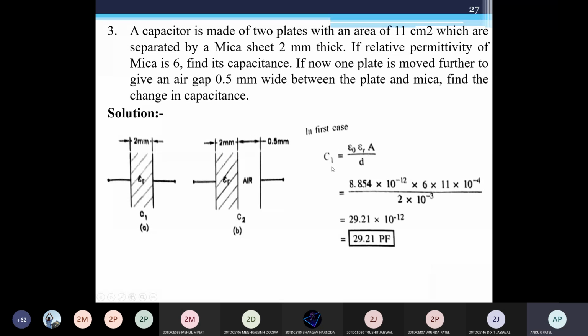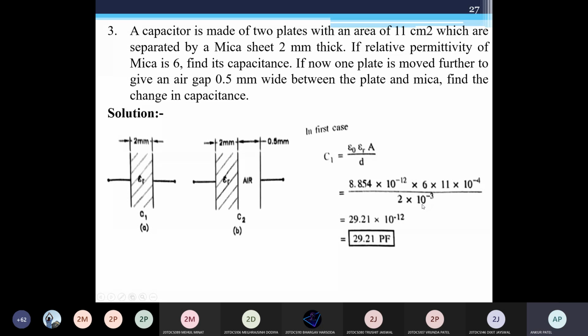The capacitance for the first case is C1 equal to epsilon 0 epsilon r A by D. So epsilon 0 equal to 8.854 into 10 raised to minus 12, into epsilon r, which is given as 6, into 11 into 10 raised to minus 4. The area is given in centimeter square, so convert into meter square, which is 10 raised to minus 4, divided by the thickness, which is given as 2 mm, so convert into meter, so 2 into 10 raised to minus 3.